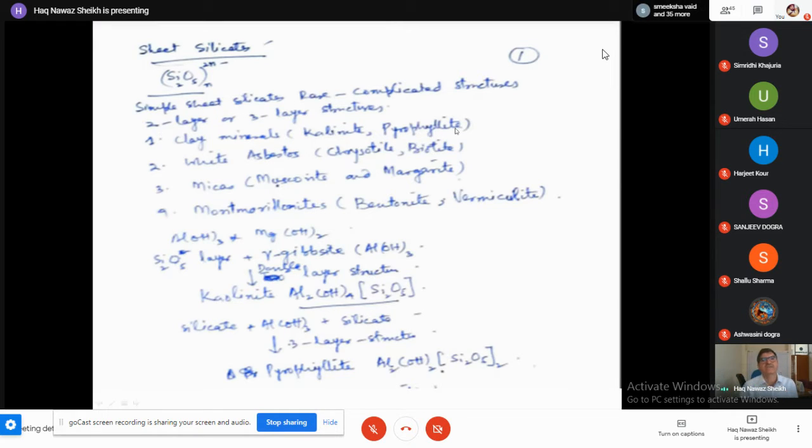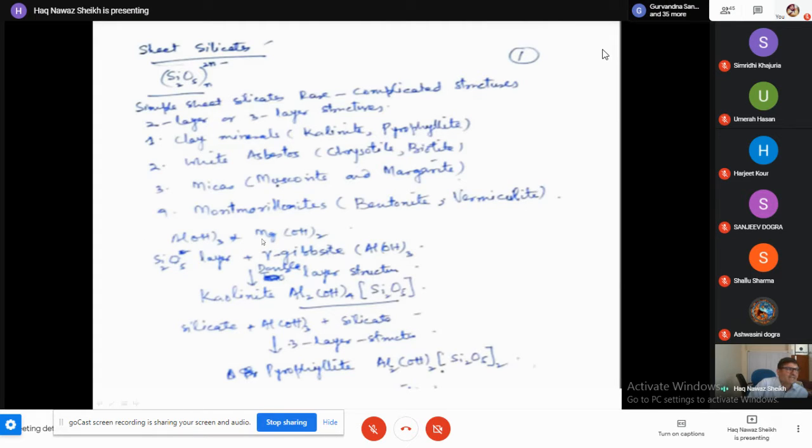So simple sheet silicates are rare, and they have complicated structures. We have 2-layer and 3-layer structures. They generate different types of minerals. One is the clay minerals, kaolinite, which we discussed in detail, and pyrophyllite. Then we have white asbestos, chrysotile, and biotite. Then we have micas, which have layer types of structures, and the examples are muscovite and margarite. And then the 4th class is montmorillonite, which is bentonite, and vermiculite are the 2 examples.